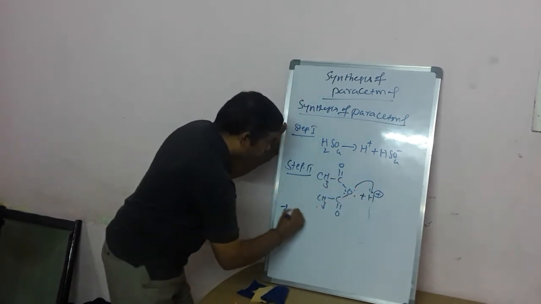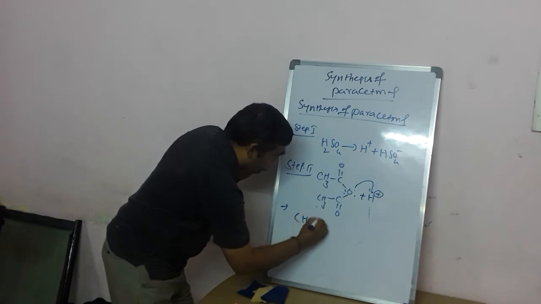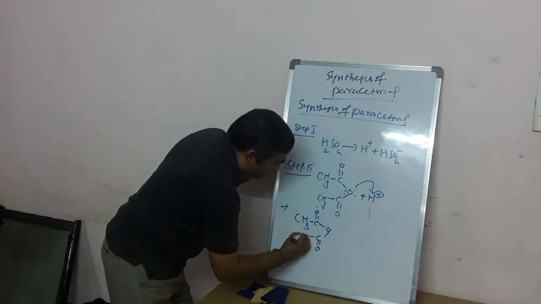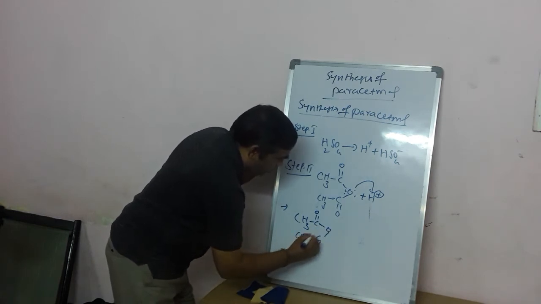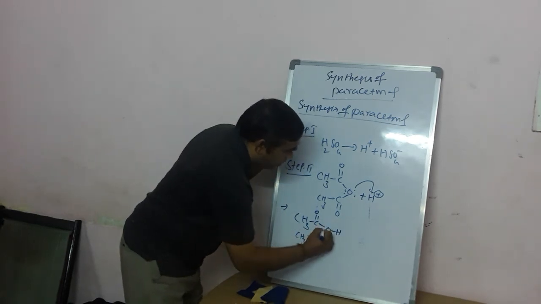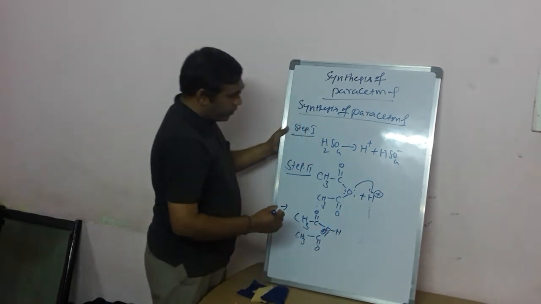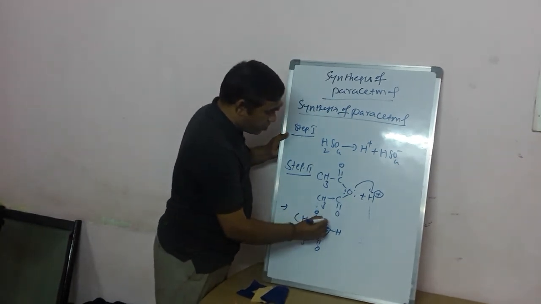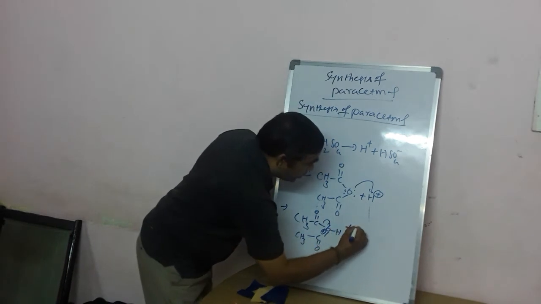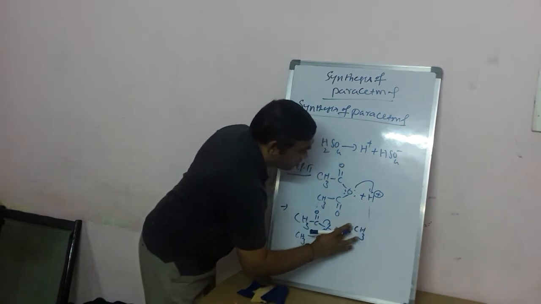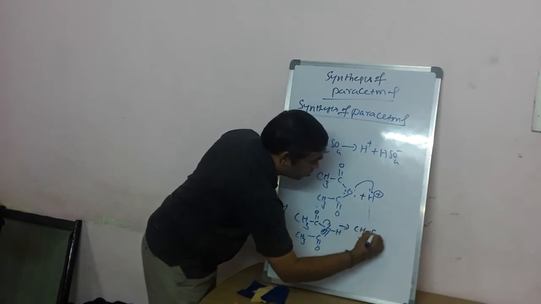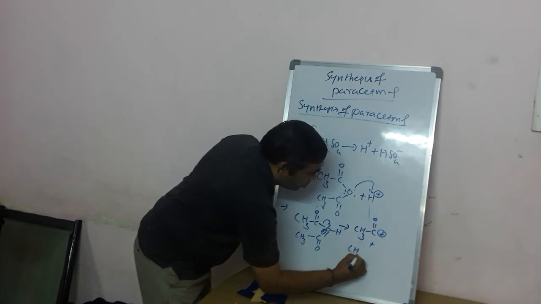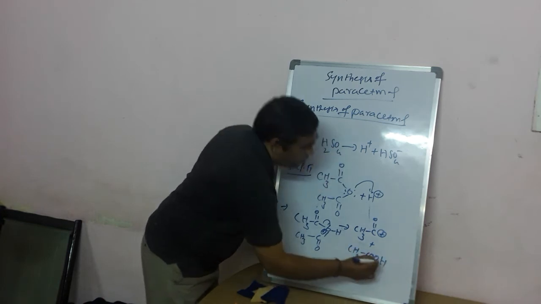CH3-C=O-O-C=O-CH3. The oxygen is bonded with hydrogen, and electron deficiency arises on the oxygen. To overcome the electron deficiency, the bond electrons between carbon and oxygen shift towards the oxygen. Here the acyl group is formed. This is the acyl group. In addition to the acyl group, acetic acid is also formed. This is the acetic acid.